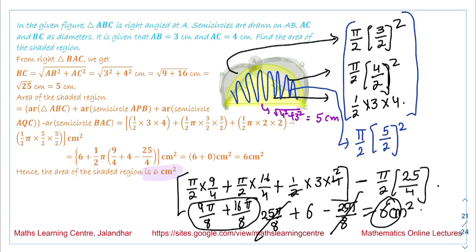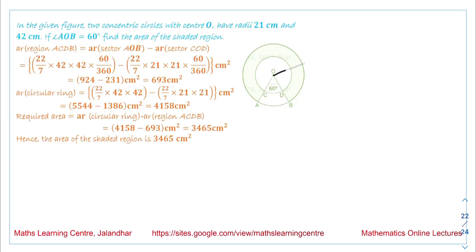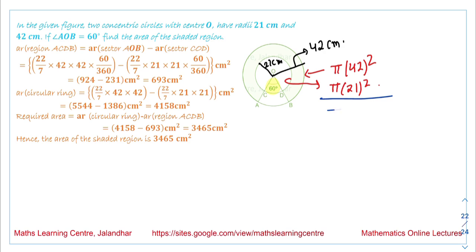Now the next question we have is, in the given figure, two concentric circles with center O have radii 21 centimeter and 42 centimeter. These are the two circles. The radius of the inner circle is 21 centimeter, and the radius of the outer circle is 42 centimeter. If the angle AOB is 60 degree, we have to find the area of the shaded portion. The area of the outer circle is pi into 42 square. The area of the inner circle is pi into 21 square. So the area of the ring will be pi into 42 square minus 21 square. This is the area of this complete ring.